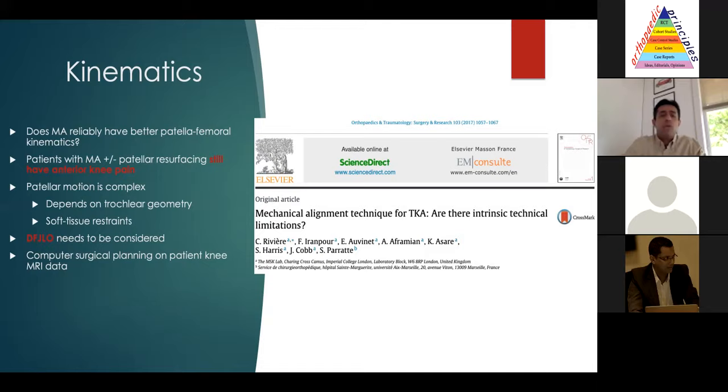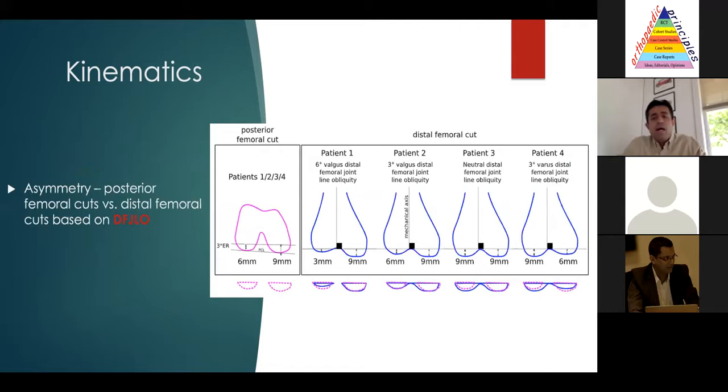But what Charles discovered is that you also have to think about the distal femoral joint line obliquity. So that's DFJLO, distal femoral joint line obliquity. And they achieved this with some computer modeling. So here you have an example of patients with various degrees of a distal femoral cut based on what type of joint line obliquity the patient has. And then you have a patient in which you do a posterior femoral cut with 3 degrees of external rotation. That's shown in pink, and in blue are the various degrees of joint line obliquity. And you can see that there is an asymmetry between the posterior femoral cut and the distal femoral joint line if you're going to mechanically align the knee.